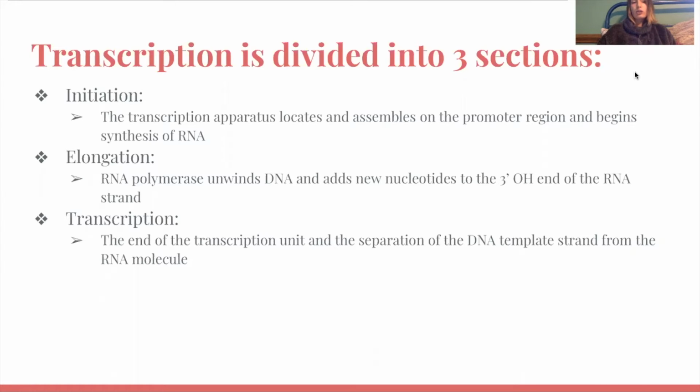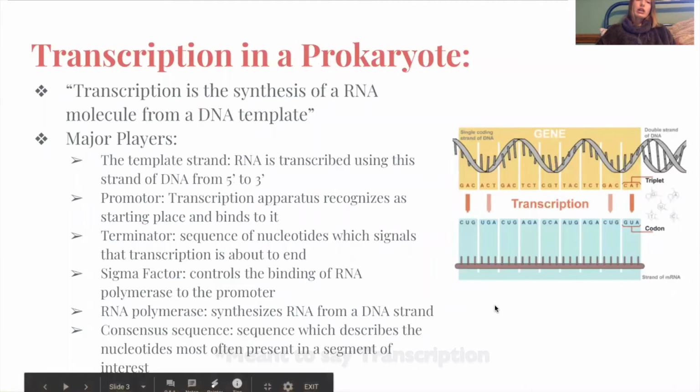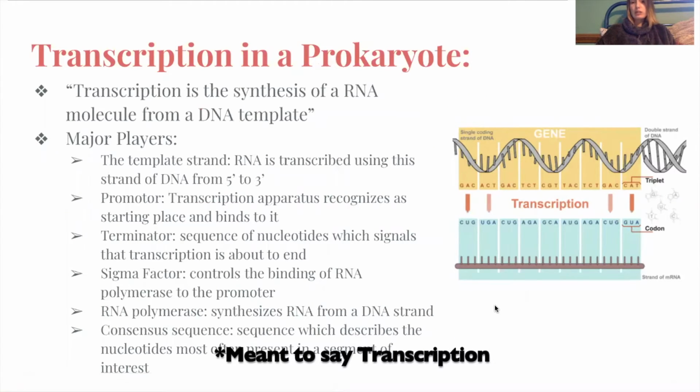RNA. Elongation is the RNA polymerase, which unwinds DNA and adds new nucleotides to the 3' end of the RNA strand. And termination is the end of the transcription unit and the separation of the DNA template strand from the RNA molecule. So transcription is the synthesis of an RNA molecule from a DNA template.